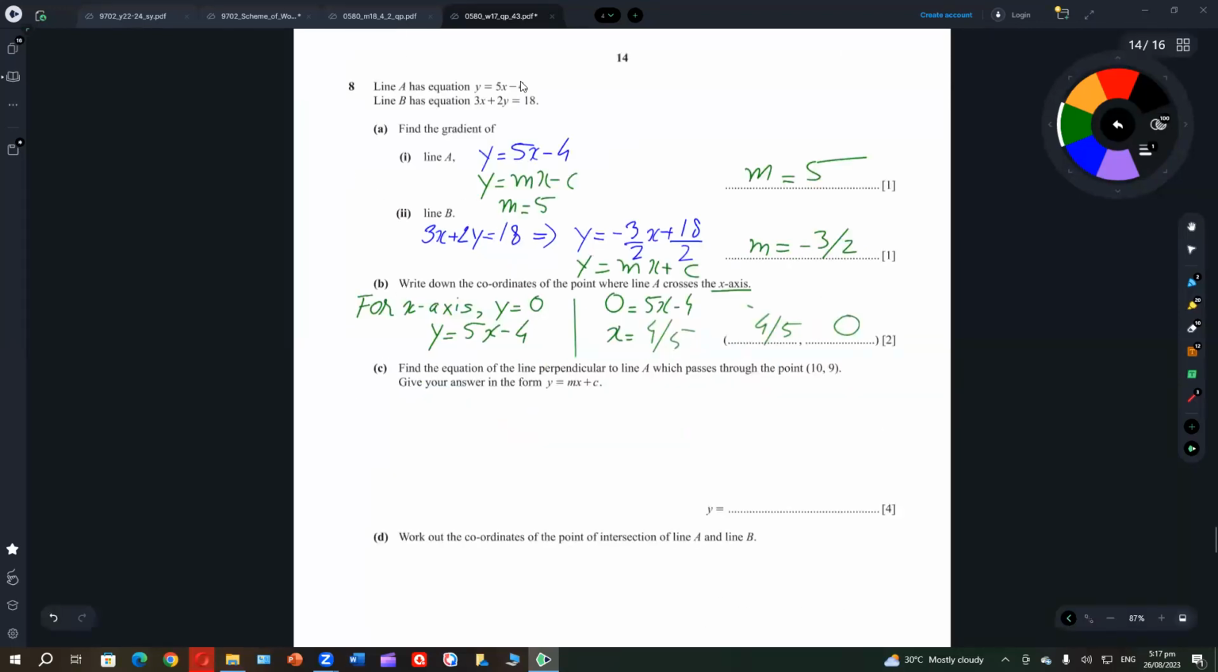Find the equation of the line perpendicular to line A. The perpendicular concept comes again, and I have already explained how you find the gradient of the perpendicular line: reverse the sign and flip the number. What's the gradient of line A? That was 5.